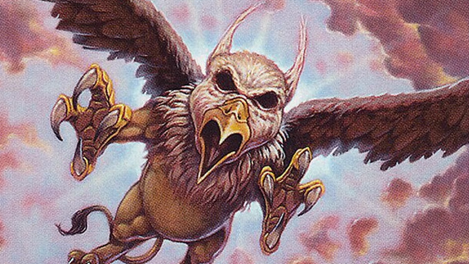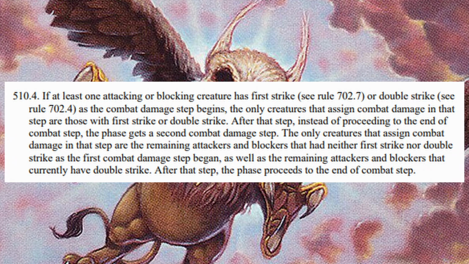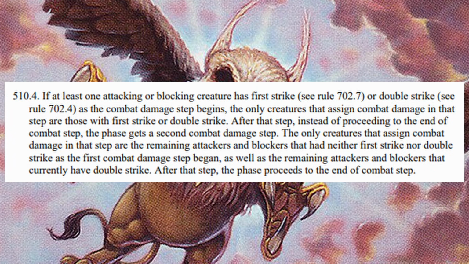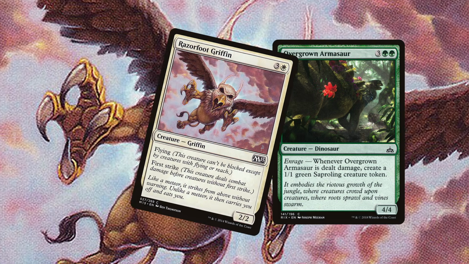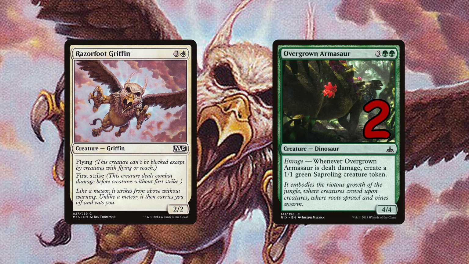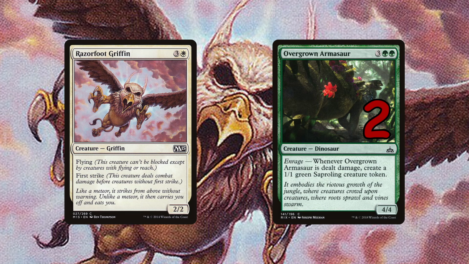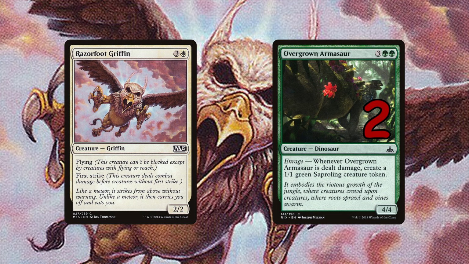Next is First Strike, a static ability that edits the rules of the combat phase to give us 2 combat damage steps. In the first one, only creatures with First Strike deal damage. That means if your First Strike creature is blocked, it won't take any damage in this step unless the defending creature also has First Strike or Double Strike.